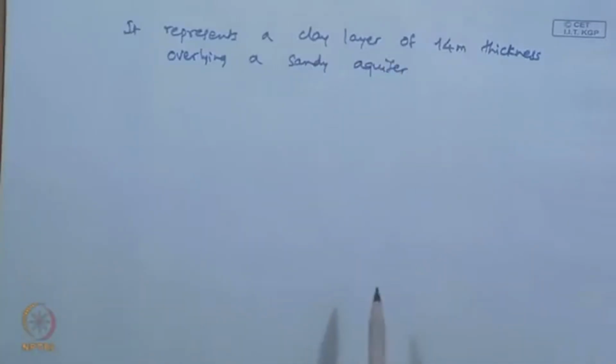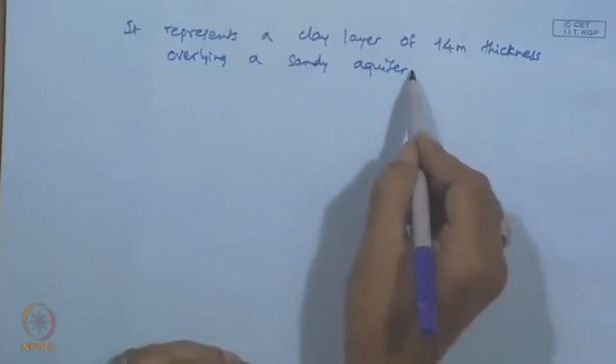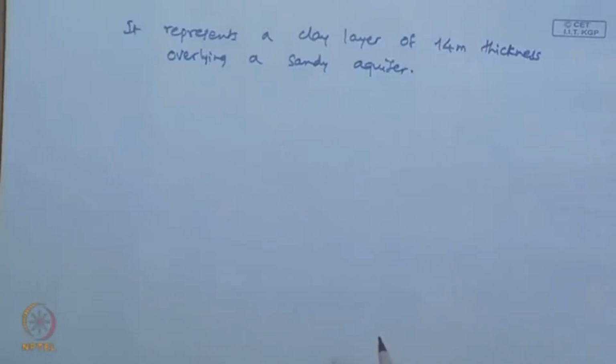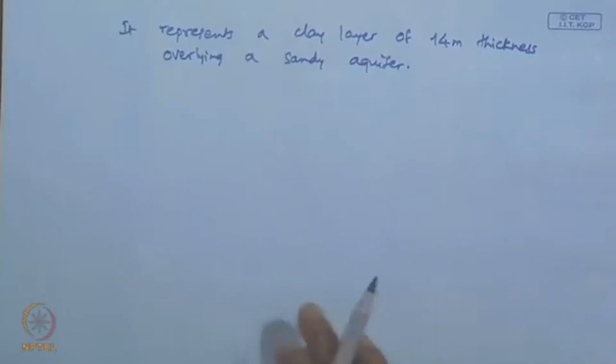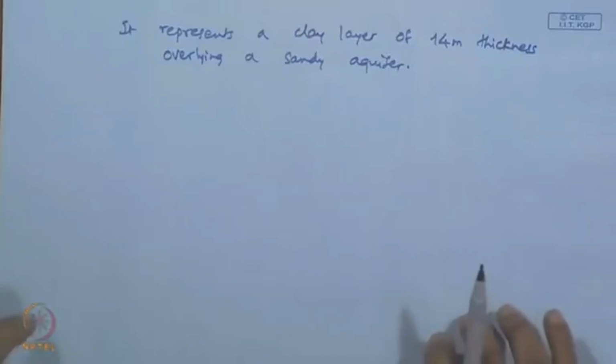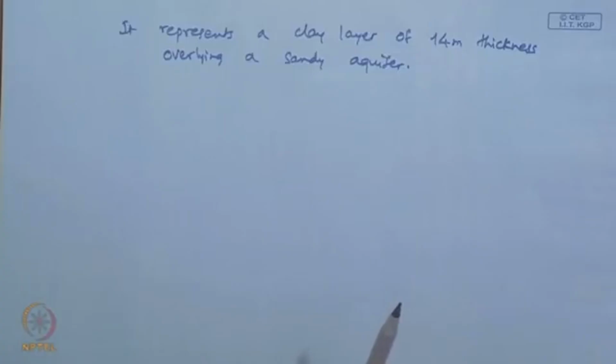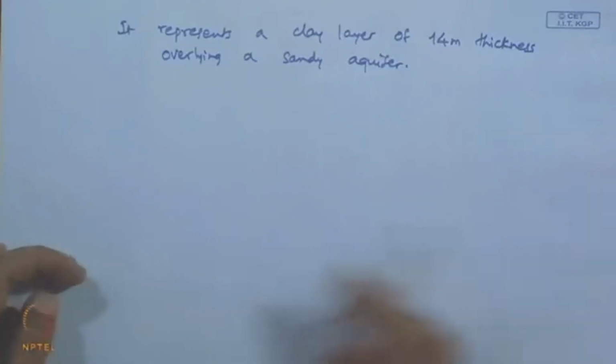So, based on the electrical resistivity values, we can interpret that this two layer formation has a clay layer at the top, which is over a sandy aquifer. There is also another method of interpretation of the results. In this case, this is using the Wenner arrangement.